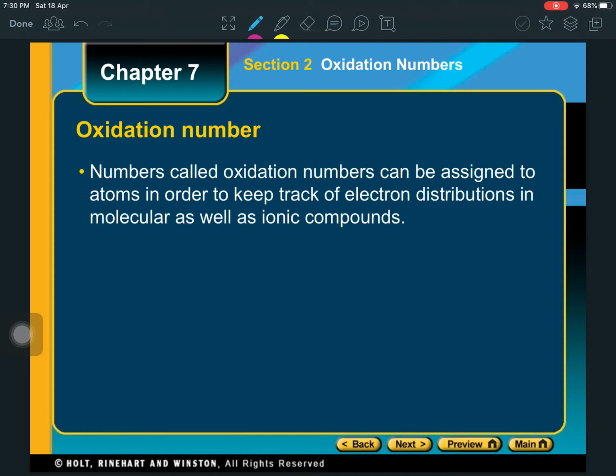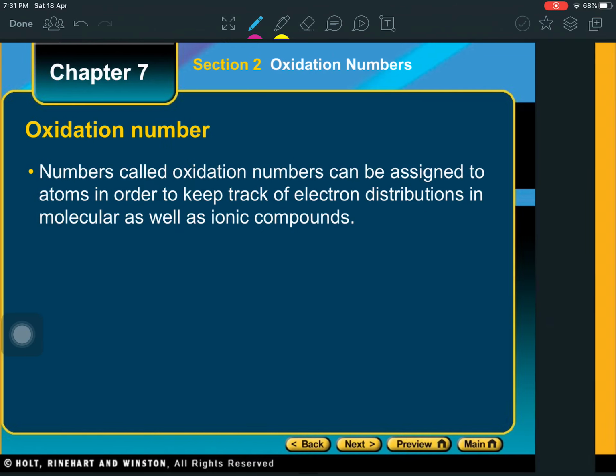Alright, so oxidation numbers. Numbers called oxidation numbers can be assigned to atoms in order to keep track of electron distribution in molecular as well as ionic compounds. So basically, when we start off with oxidation numbers, some of you will notice that a lot of oxidation numbers are very similar to the charges of different atoms. But the truth is, oxidation numbers are not always equal to the charge of the atom. They are sometimes a little bit different depending on the situation that we're looking at.